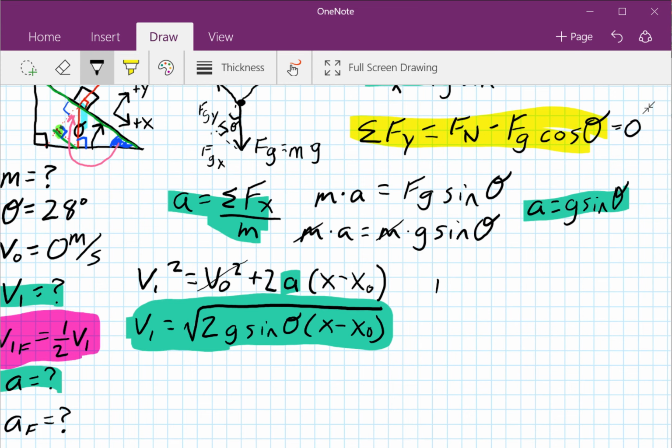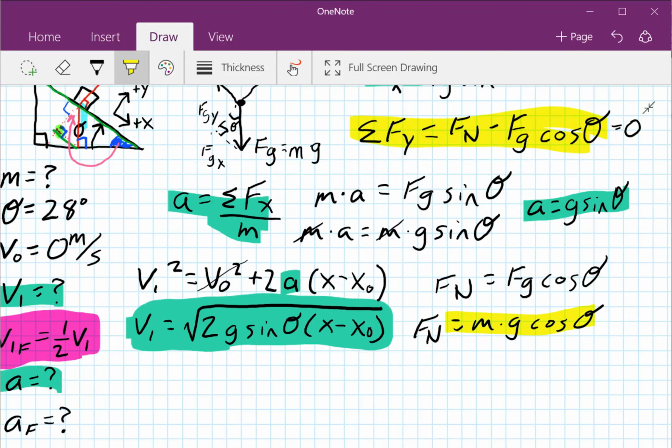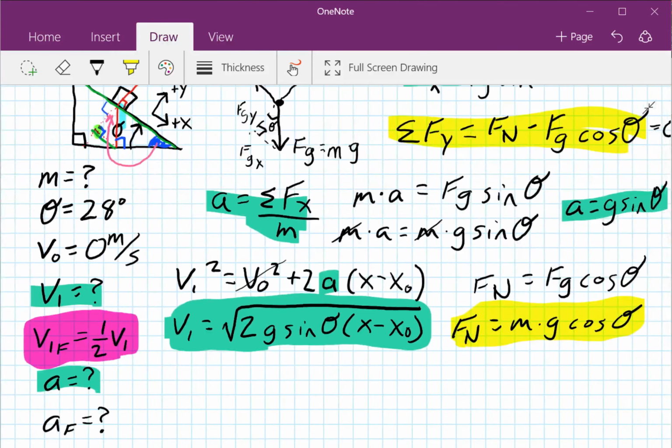So we have Fn is going to equal Fg cosine theta. So Fn will equal mg cosine of theta. And that would be true regardless of friction or not. So we're just going to say yellow here is true for friction and without friction.